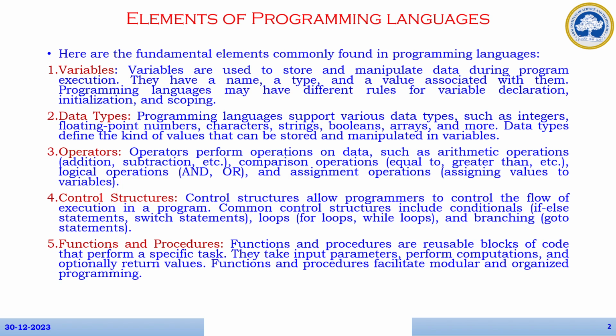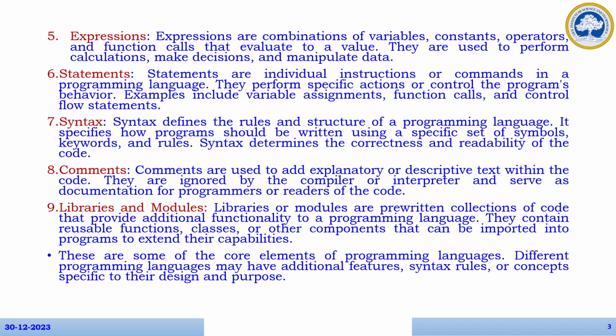The next one is functions and procedures. Functions and procedures are reusable blocks of code that perform a specific task. They take input parameters, perform computation and optionally return values. Functions and procedures facilitate modular and organized programming. The next one is expressions. Expressions are combinations of variables, constants and function calls that evaluate to a value. They are used for calculations, making decisions and manipulating data.